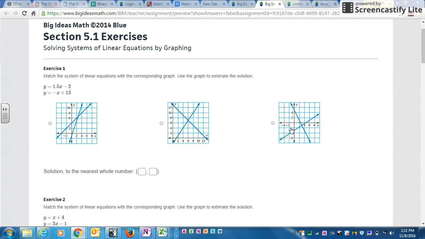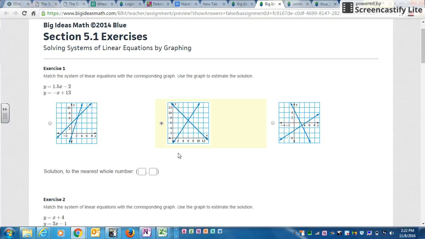This one looks like negative 3 and positive 5. So I'm looking for negative 2 and positive 13. And if you can see, this one doesn't have anything close to 13, and neither would this one. So it's got to be this one here because the y-intercept is 13. So this line must be this equation because it's a negative slope. And then this line must be this equation. So it's going to be this one right here.